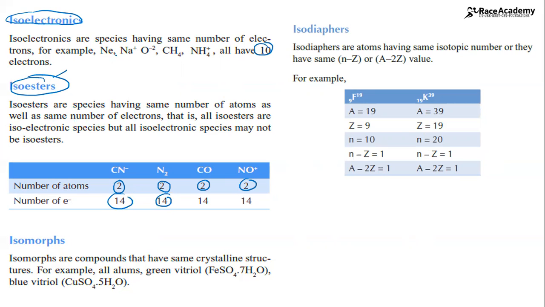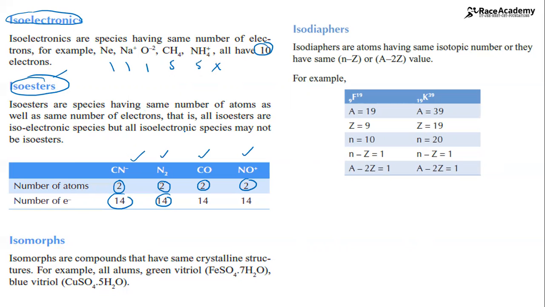But in the above case, we have methane, 5 atoms are there. Ammonium, 5 atoms are there. Oxide, 1 atom is there. Sodium ion, 1 atom is there. Neon, 1 atom is there. So they are not isoesters. But among isoesters here, CN minus is an isoester with N2, CO, NO plus.